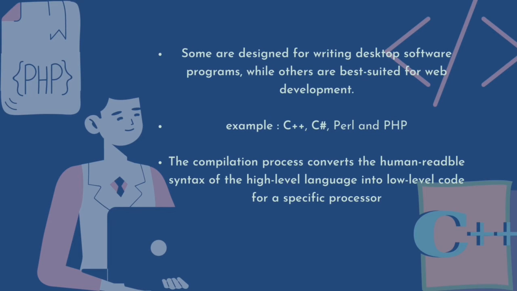Source code written in languages like C++ and C# must be compiled into machine code in order to run. The compilation process converts the human-readable syntax of the high-level language into low-level code for a specific processor. Source code written in scripting languages like Perl and PHP can be run through an interpreter, which converts the high-level code into a low-level language on the fly. Computers only understand machine-level language, i.e. the zeros and ones. So when we write anything in a high-level language, at first it is converted to its internally mapped unique code, which is further converted to binary.